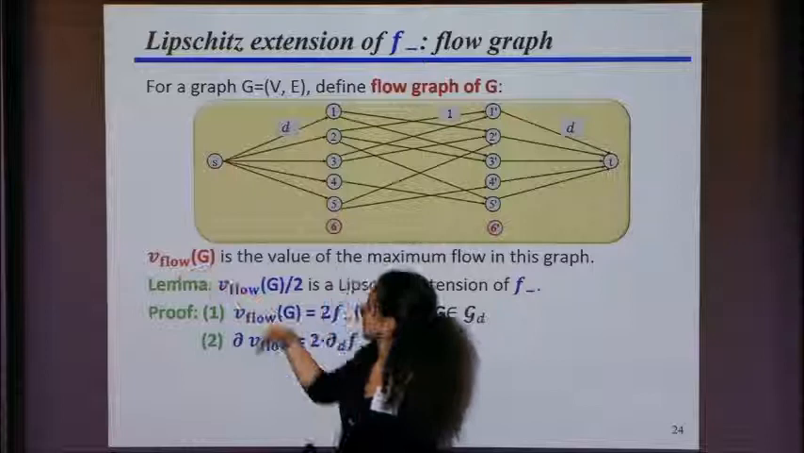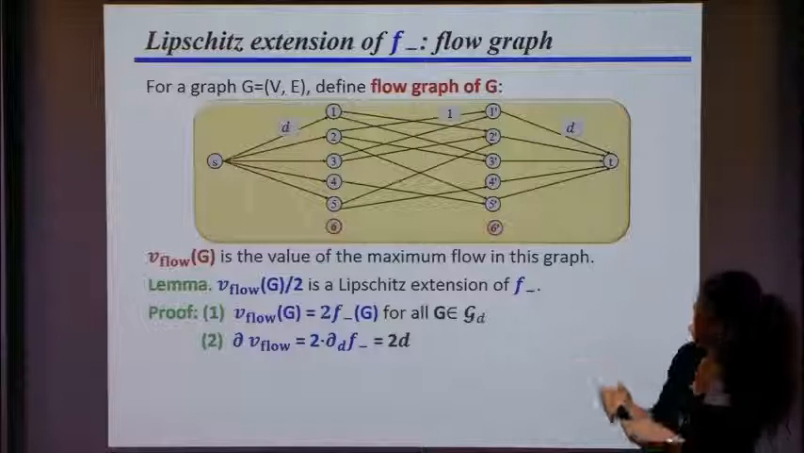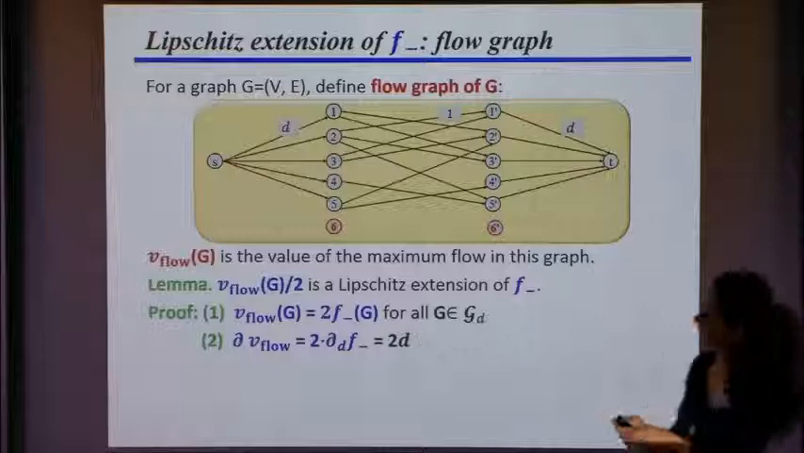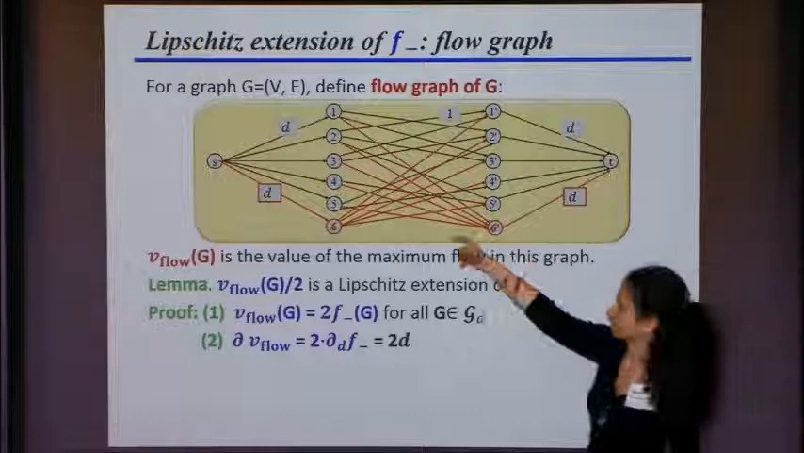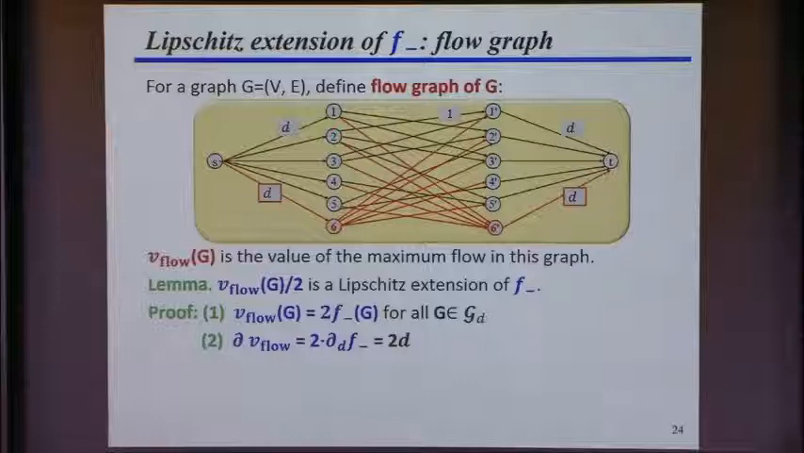And now when I add one node to the graph, let's see what's going to happen to this flow graph. So I'm going to add 2 copies of this node in the flow graph. I'm going to add the corresponding capacity Z edges, and I'm going to add the corresponding intermediate edges here. And so now by how much can it change my flow?